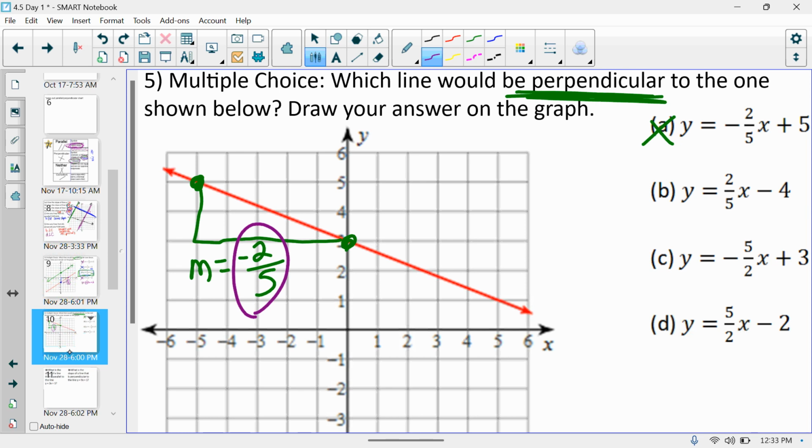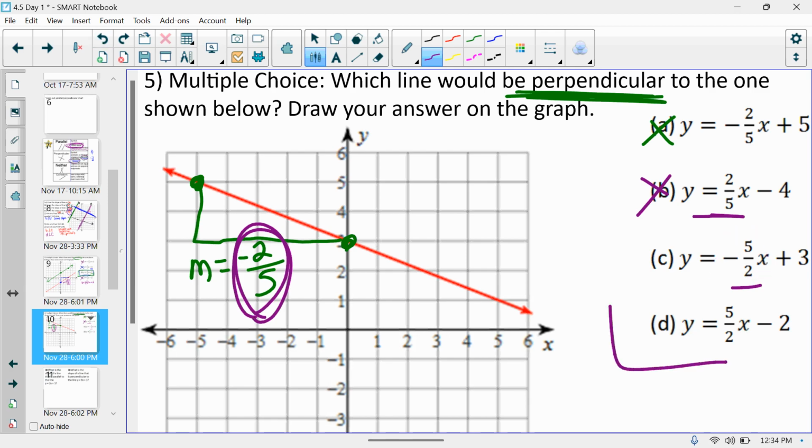Yes, okay. We can't pick this one because it's just opposite. +2 over 5. It's not flipped over. Okay, we can't pick this one because even though it's flipped over, 5 over 2 instead of 2 over 5, it's not opposite. Like this is negative and so is this.